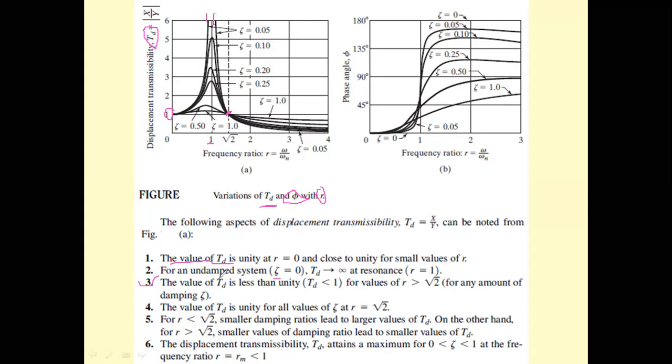Third, the value of displacement transmissibility TD is less than unity when the value of r is greater than root 2. So if r is greater than root 2, then the transmissibility is less than 1 for any amount of damping, for any value of zeta. Again, the value of TD is unity for all values of zeta at r equal to root 2. So this is again another definition.